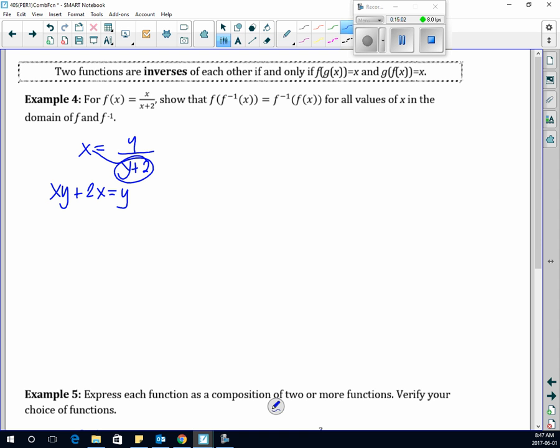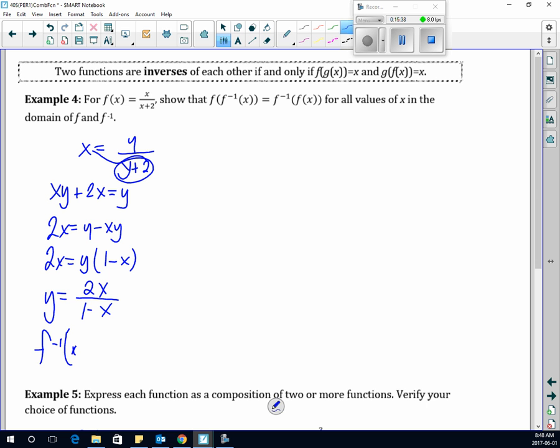Okay, what do we do to solve for y? We need to have all the y's on one side, right? So I'm going to say 2x equals y minus xy. Then what do I do to get y by itself? Factor out the y. So y times (1 minus x). Yes? Then I cross multiply it back. So I get y equals 2x over 1 minus x. So that means my inverse function is equal to 2x divided by 1 minus x.